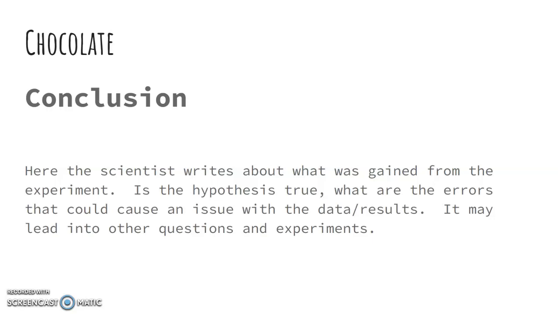And then C is your conclusion. So this is where the scientist writes about what was gained from the experiment. So if the hypothesis is true, you're going to talk about the errors that could cause an issue with the data, and it may lead to other questions and experiments as well. So if you get a result that's not quite what you expected, it might prompt you to ask another question or run another experiment. But conclusion is based on your data.